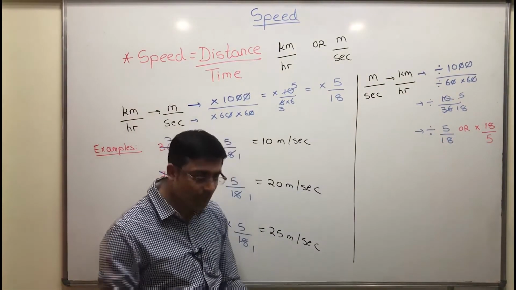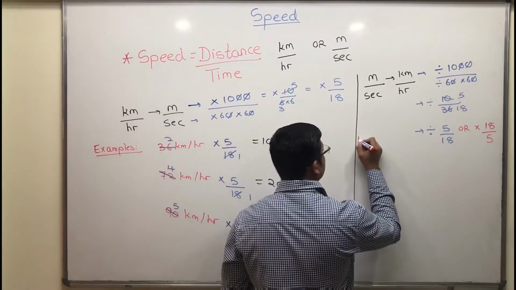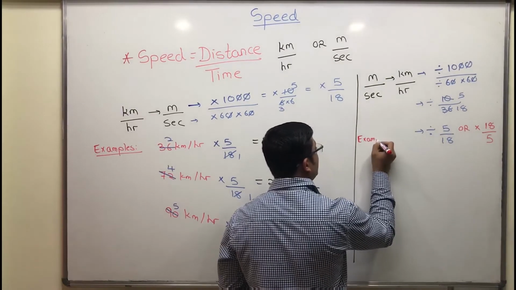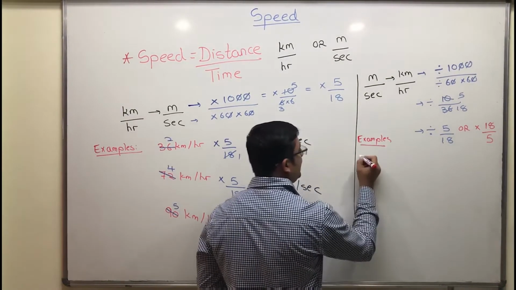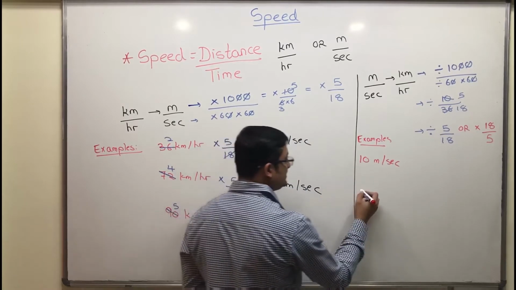So let me show you how to use both these techniques. I'll take these same values over here as examples. So I'll say over here, examples. So we have 10 meter per second. Then we have 20 meter per second.